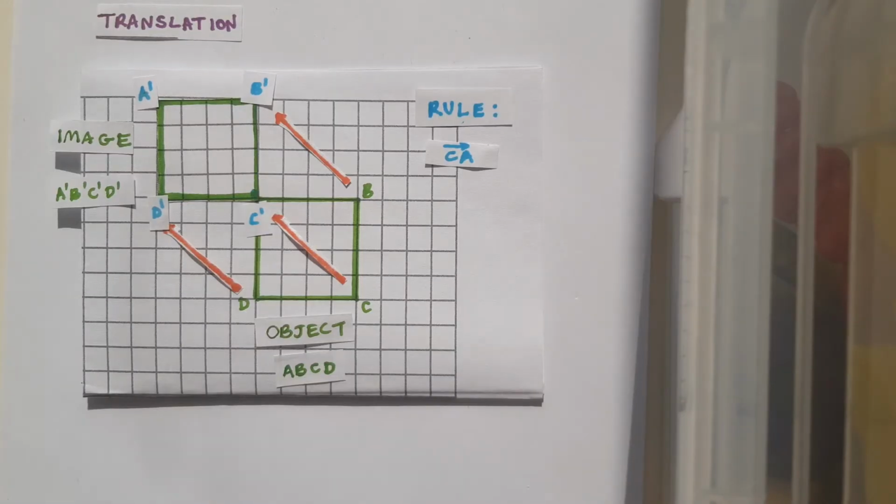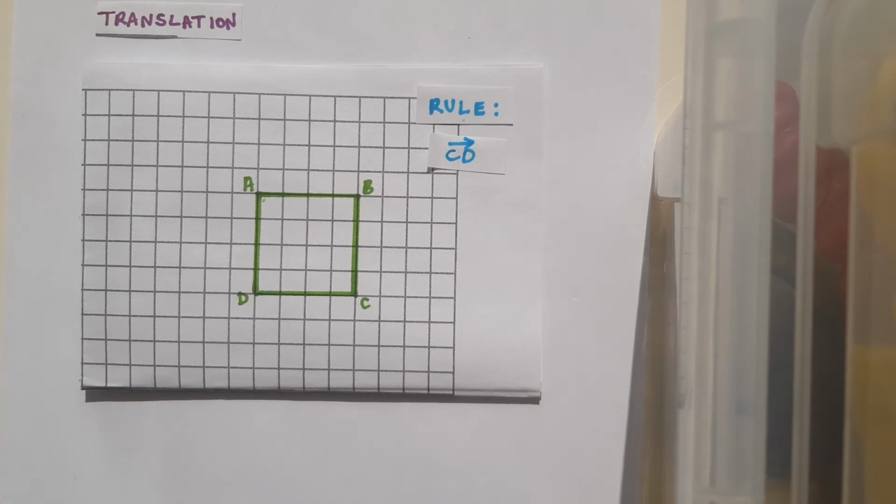Now, in some questions, I might be asked to draw the image. In some questions, I might be asked to figure out where each point on the object ends up after the translation. And in some questions, I might not be asked about the whole shape, only about a portion of the shape. So let's use the rule of translation CD for an example.